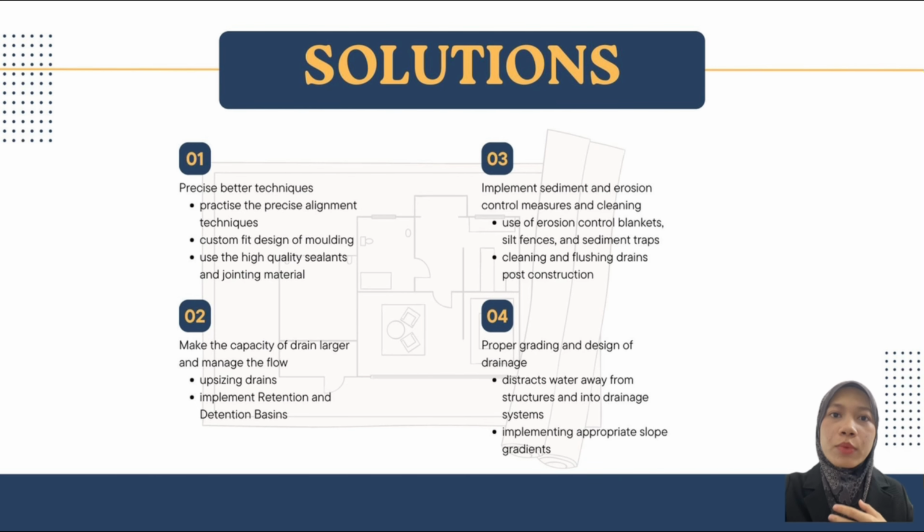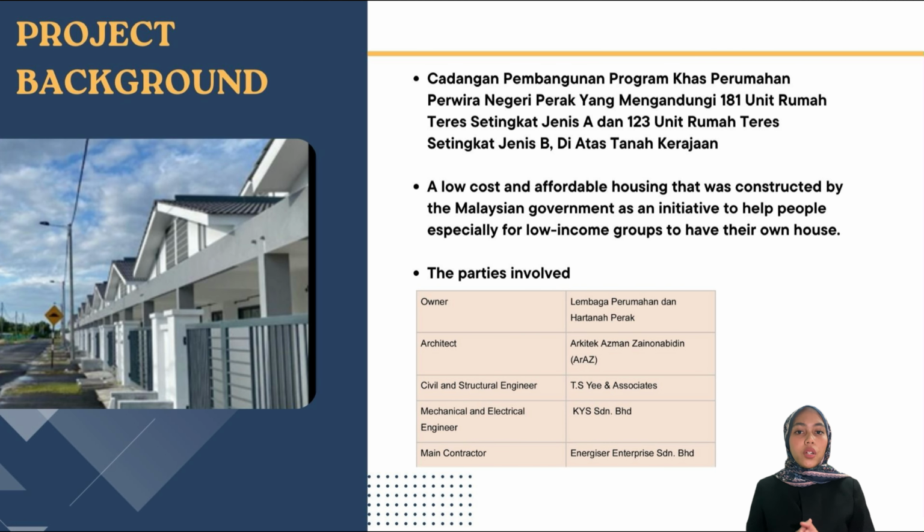Then implementing appropriate slope gradients can guarantee that the water moves towards drainage sites without collecting. Our second case study focuses on Cadangan Pembangunan Program Khas Perumahan Perwira Negeri Perak, which includes the construction of 181 single-story terrace houses of Type A and 123 single-story terrace houses of Type B on government land in Perak. This project is a low-cost and affordable housing initiative by the national government to help the low-income groups own homes.